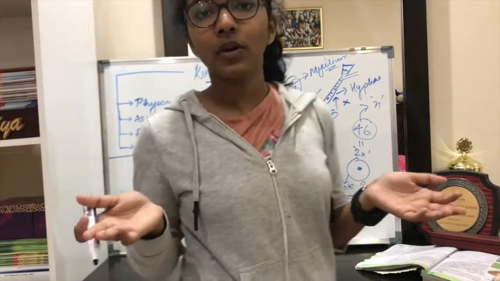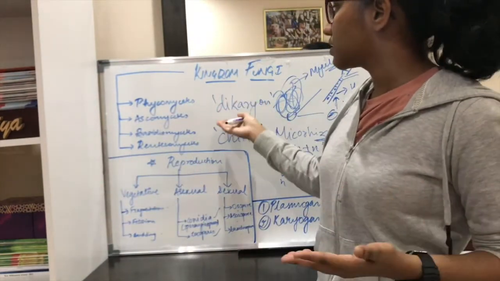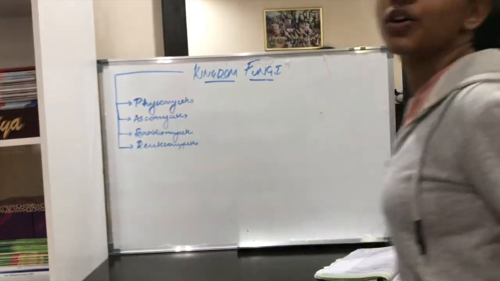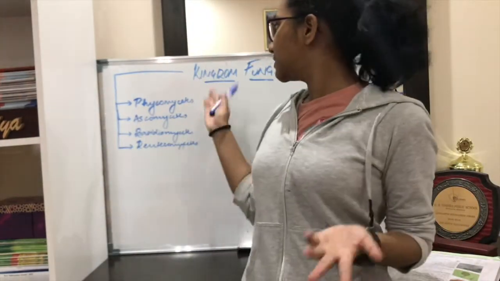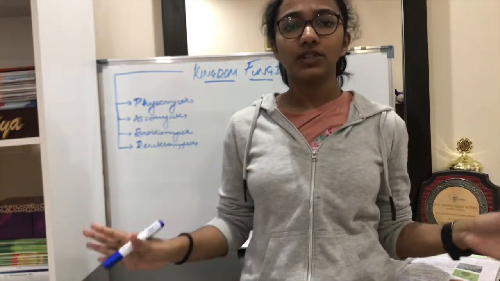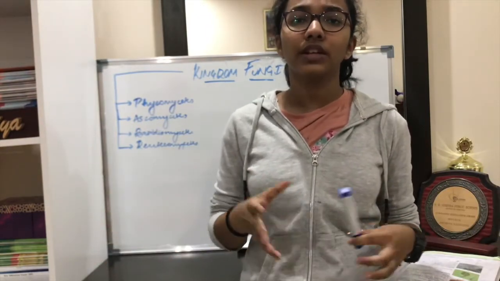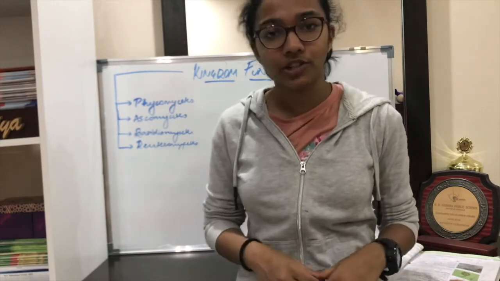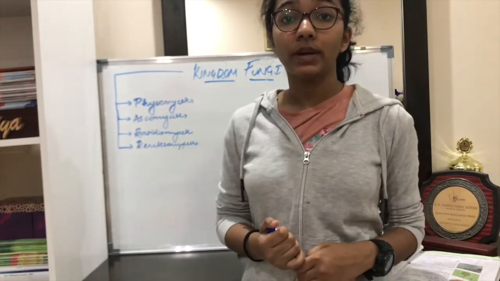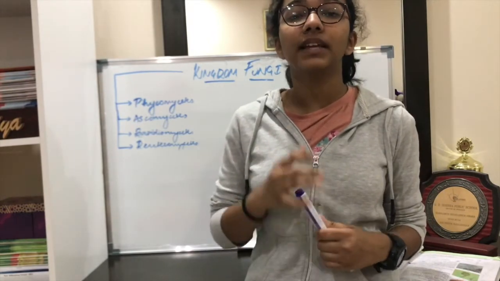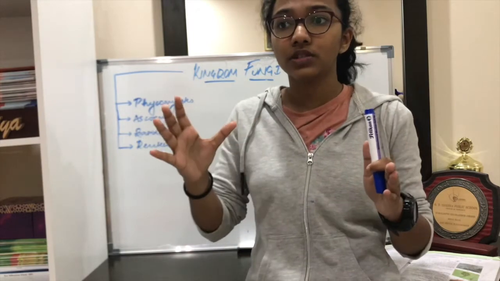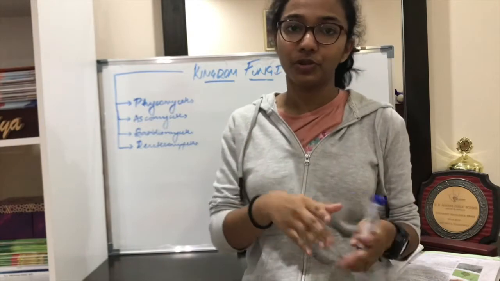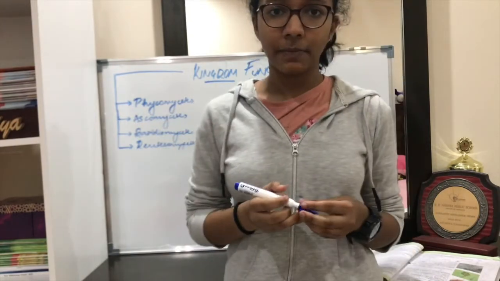So now we're going to move on to how fungi are classified. We'll be starting with the first class, that is Phycomycetes. Phycomycetes are mostly found in marine habitats. They're found in damp, meaning moist places with more water content and moisture. And these are obligate parasites. Obligate parasite means they have to have a host to survive on. Facultative parasite means they might or might not have a host. So Phycomycetes are obligate parasites.